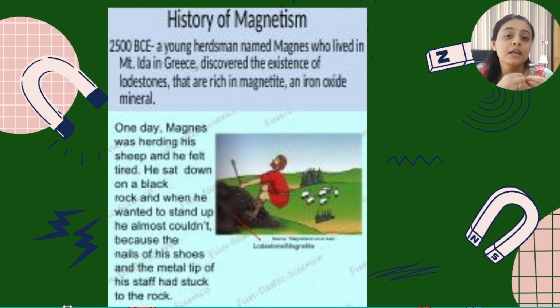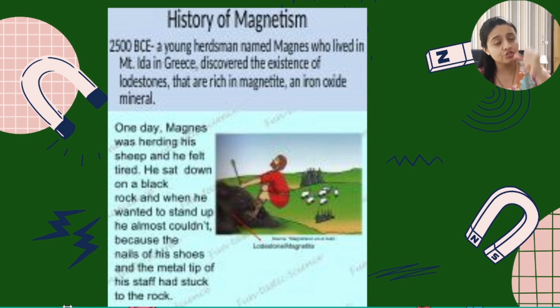So where does this magnet come from? Once upon a time, in 2500 BCE, there was a herdsman whose name was Magnes. After he finished roaming out with all his sheep, he was resting on a rock. After some time, when he was about to stand up, he was not able to stand up from that piece of rock. He was wondering what happened.